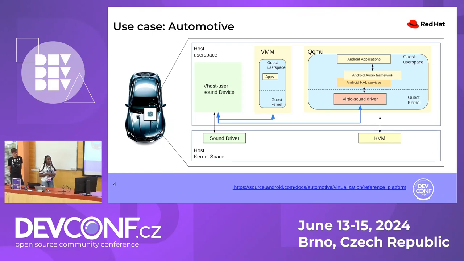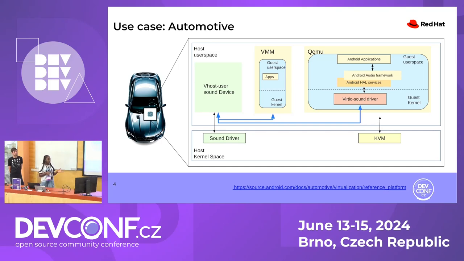So what and why this virtio-sound device? To explain why we're building the virtio-sound device, our main use case is the automotive industry. And in automotive, Android guests are currently being used for deploying infotainment systems. So in order to support Android running as a guest, the virtual machine monitor, as in our case, we're using QEMU, requires a set of virtual hardware. So it requires virtio-net or virtio-GPU or virtio-sound.